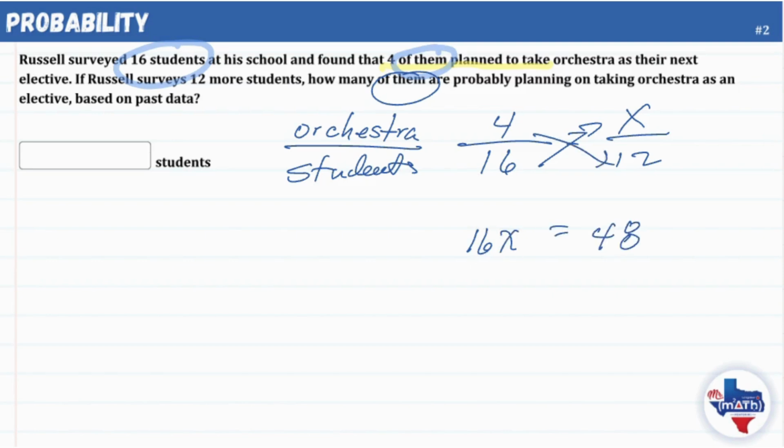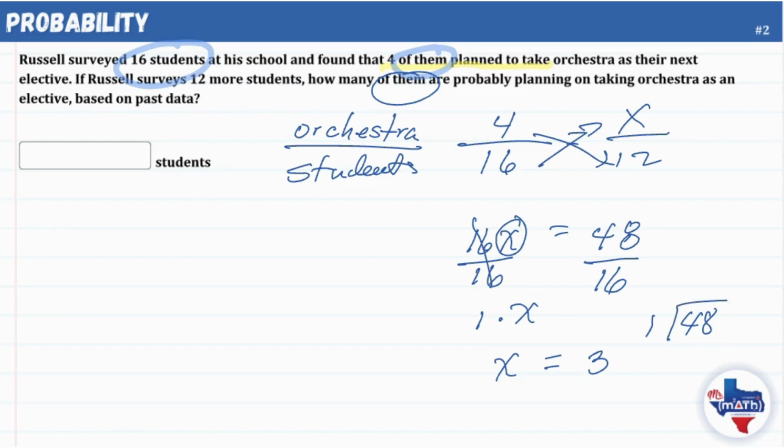48. Solving for x, to undo multiplication by 16, we simply divide by 16. What I do to one side, I must do to the other. 16 divided by 16, of course, is 1. And 1 times x is itself x. 48 divided by 16, of course, is 3. And so we get 3 students.